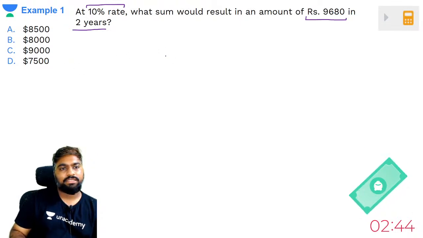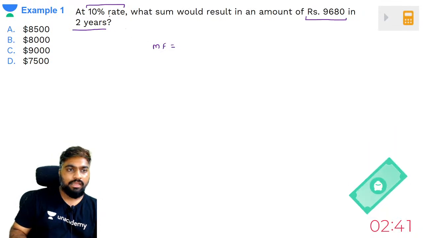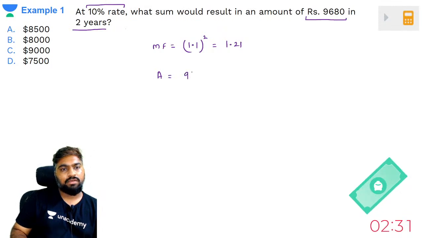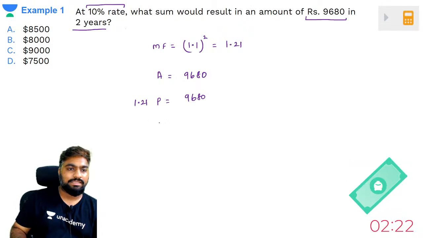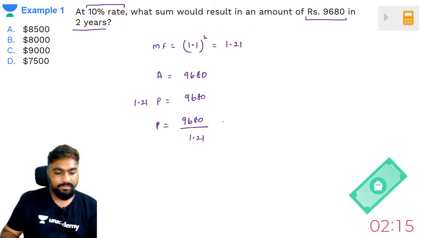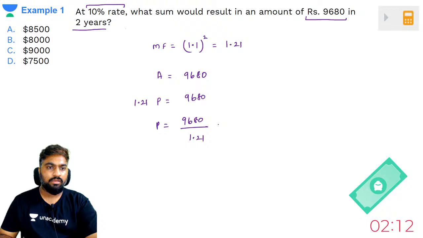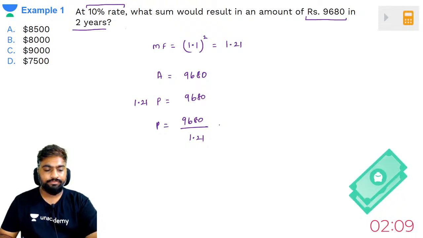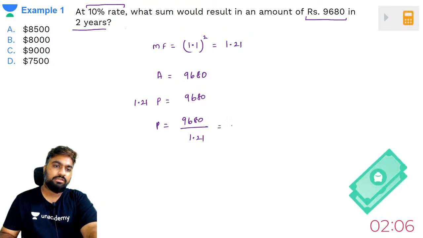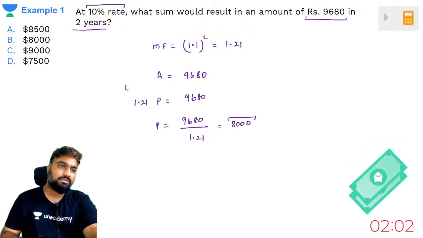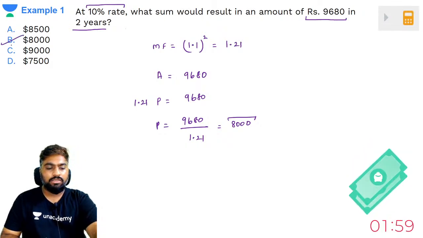Yes, ऐसे वाले questions आप multiplication factor से कर सकते हो. 10% is 1.1. For 2 years it is going to be 1.21. Amount दे रखा है 9,680. We need to find the principal. Principal will be what? 1.21 times principal is 9,680. So principal is 9,680 by 1.21. Understood, guys? Which is how much? 8,000 rupees.